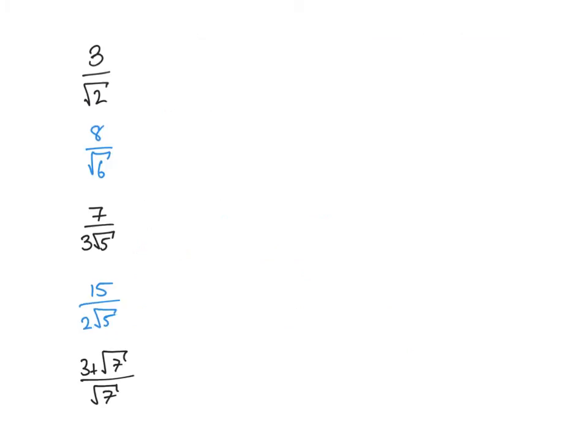So let's look at a few more examples here. First one, 3 over root 2. Well, the surd part is root 2, so we multiply top and bottom by root 2. And when we multiply the tops, 3 times root 2 is 3 root 2. And on the bottoms, the denominators, root 2 times root 2 is 2.